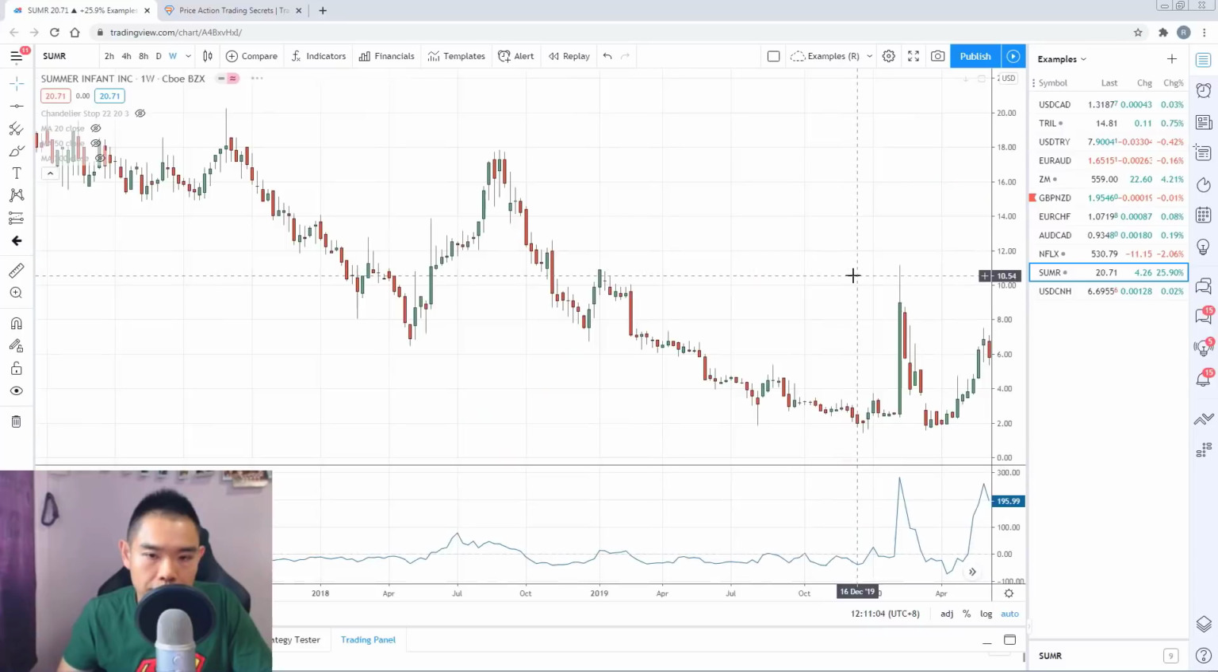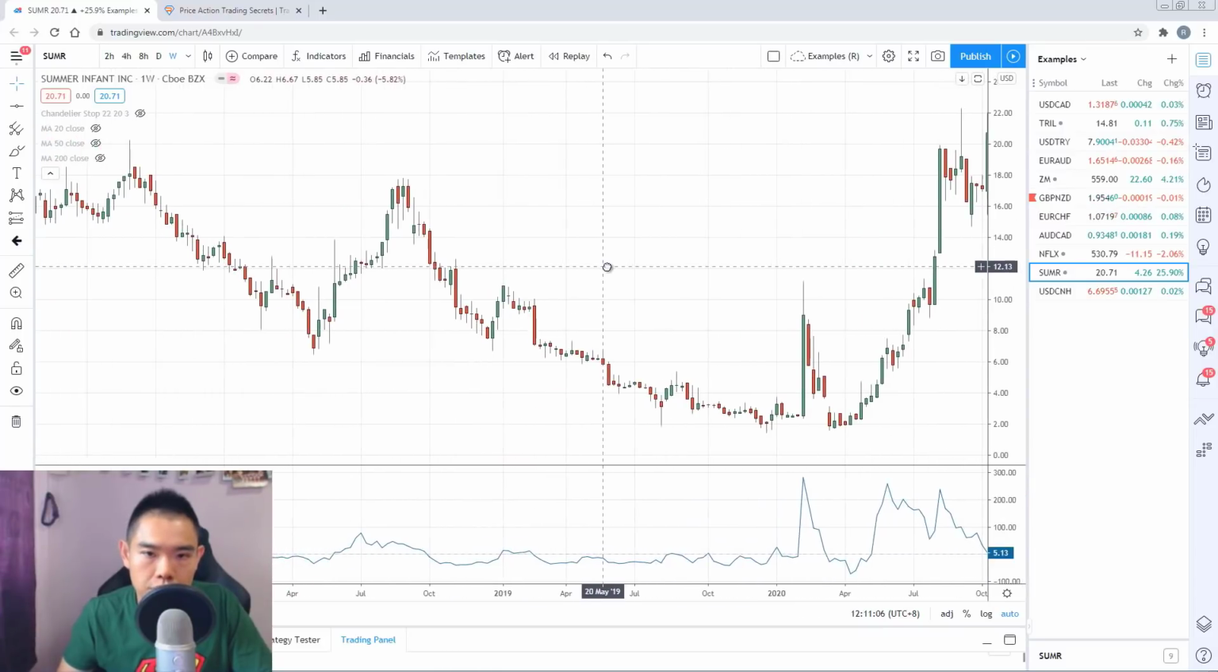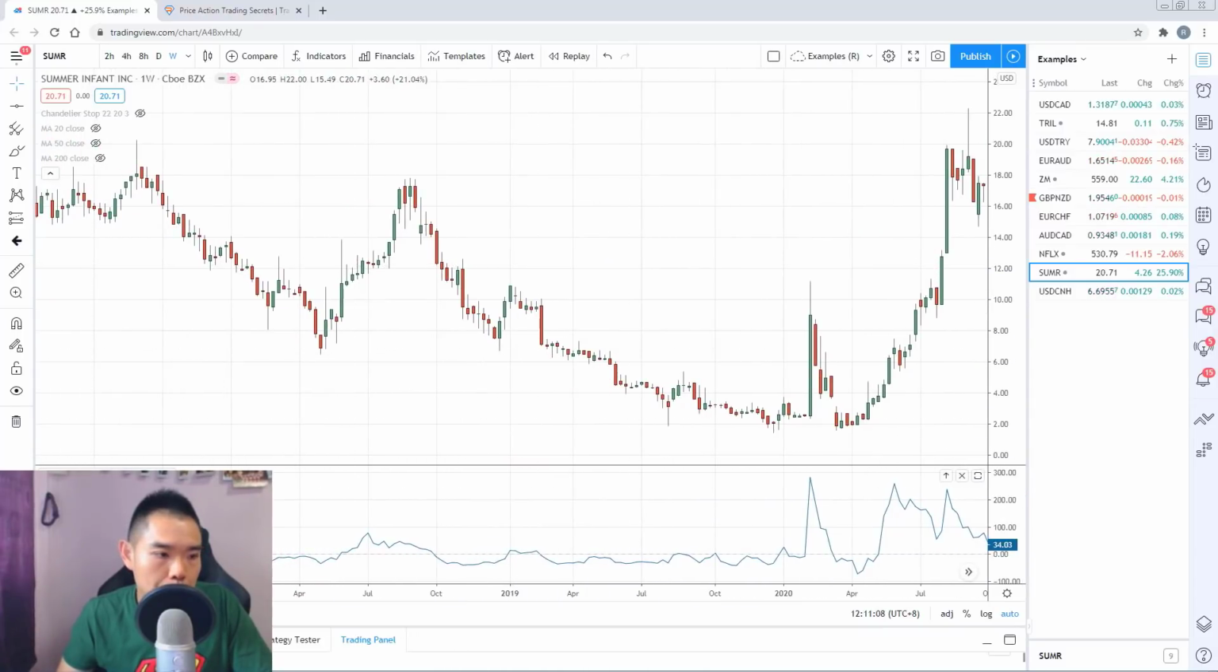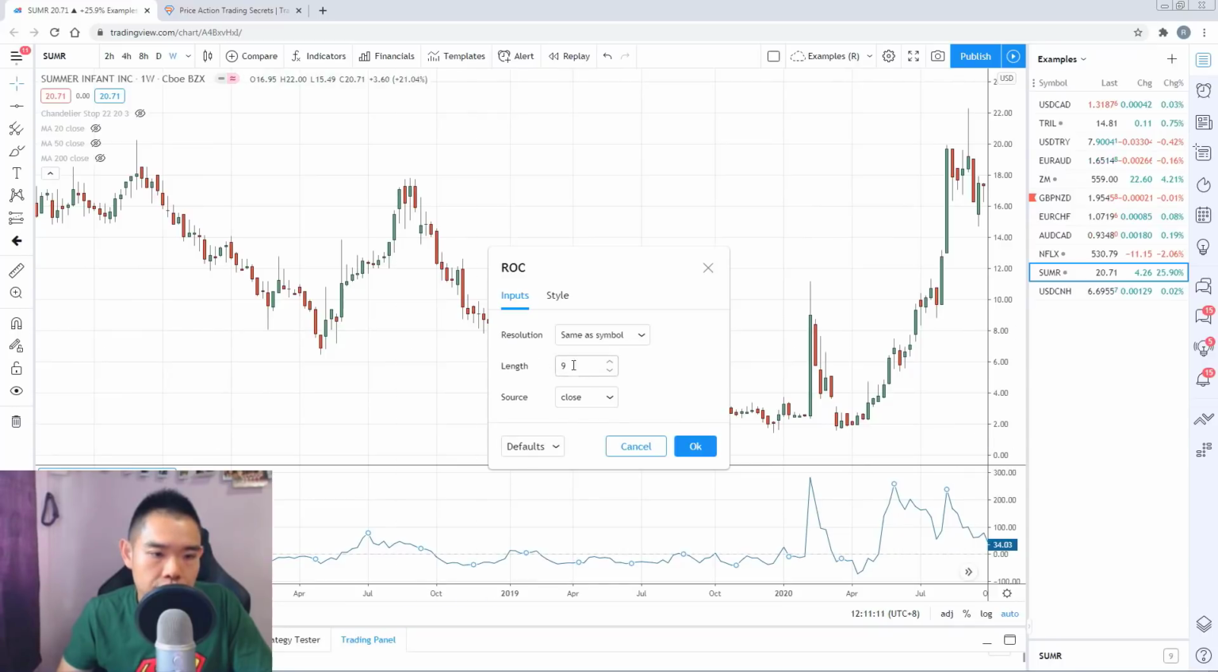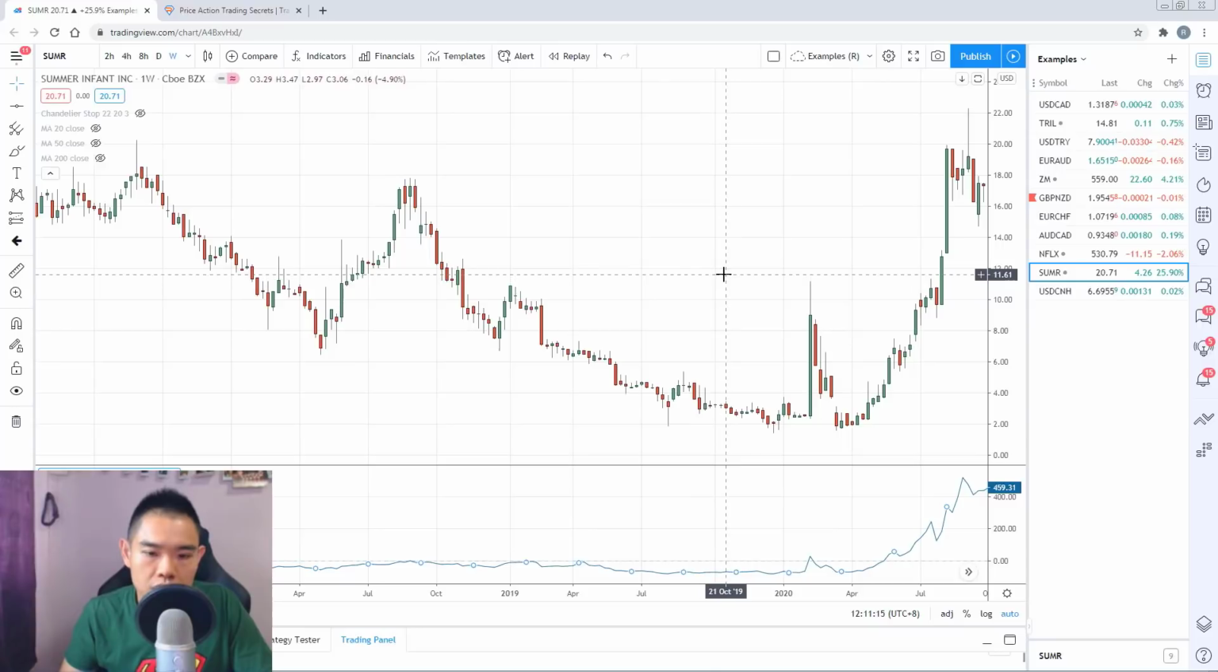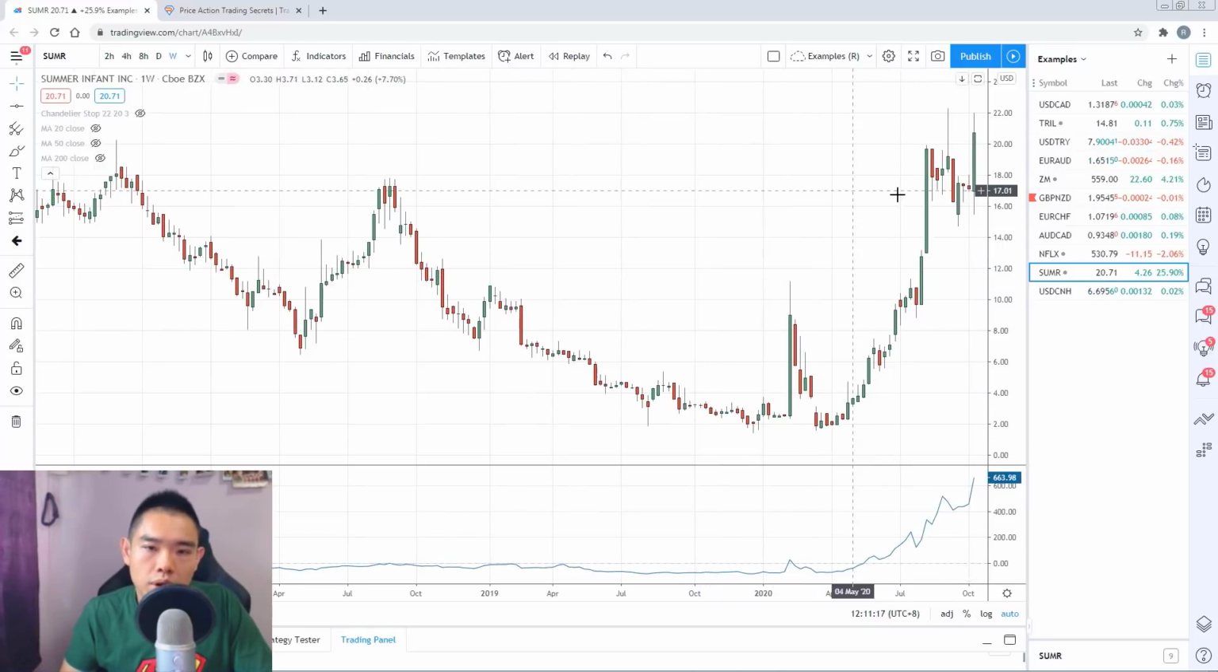Go to the weekly time frame. At this point, the weekly is about here, and find out how much the price has increased over the last 50 weeks. So over here, I'll change it to 50. At this point, you can see that. Let's go to the most extreme right.